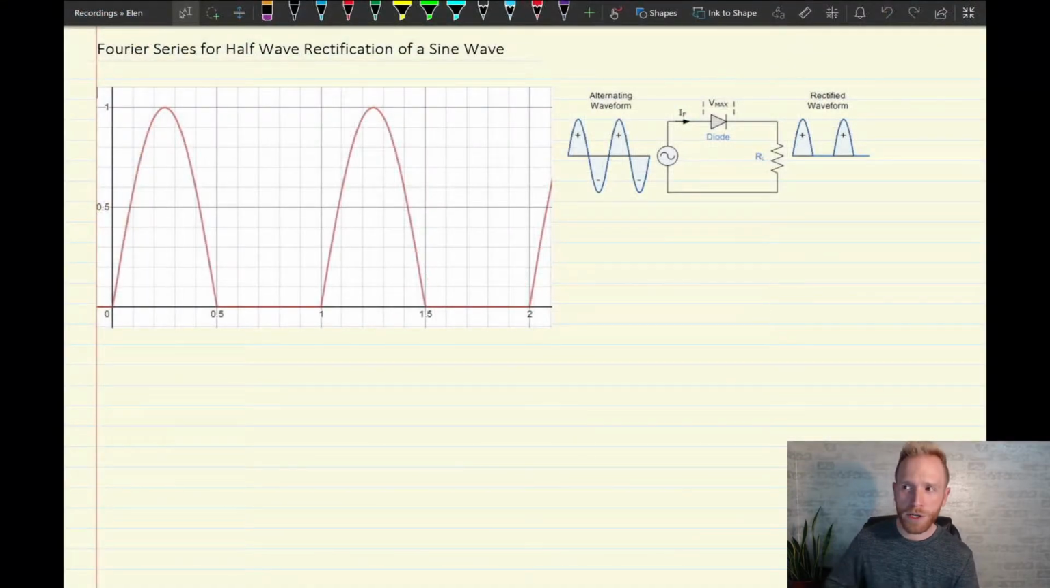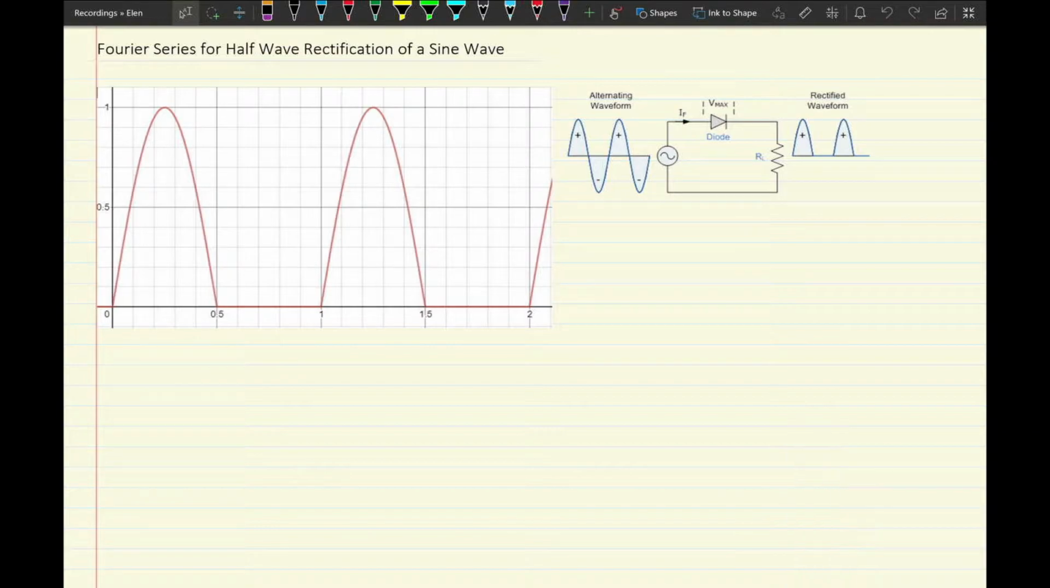Now here on my worksheet, you can see I've got that graph and also a little explanation about how we would get something like this half-wave rectification. If we just input some sort of sinusoidal wave and have a diode, that is going to eliminate any sort of backwards current, in which case our output is just going to be the rectified waveform that you see here. All right, well, let's start off with finding what the DC term looks like.